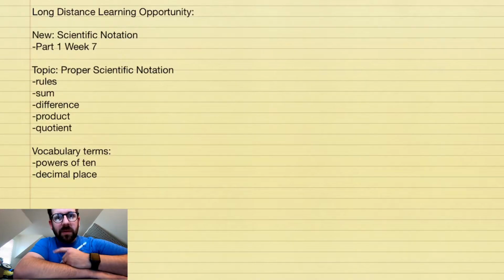But today we're doing sum and difference. That means adding and subtracting, and then products or multiplying, and quotients or division. But we're doing it for scientific notation. So this is really like the purpose of why we have scientific notation, is making really big numbers smaller so you can do them easier.